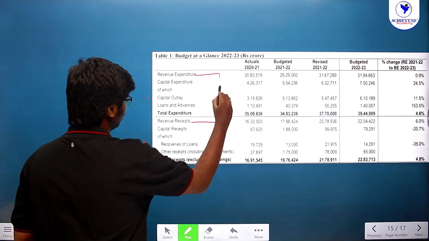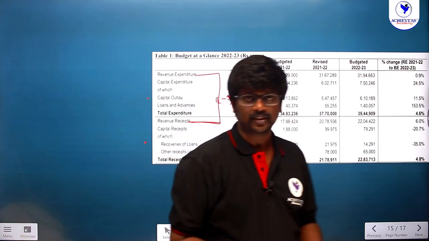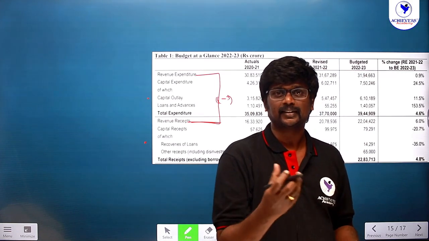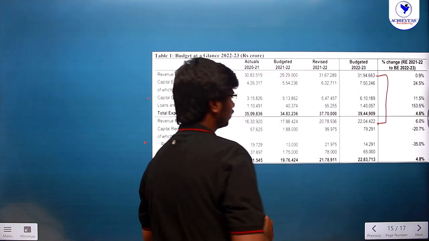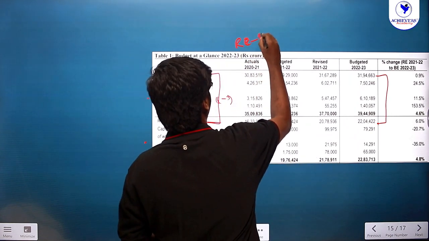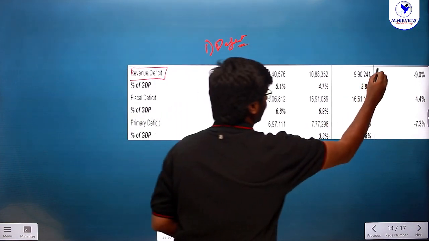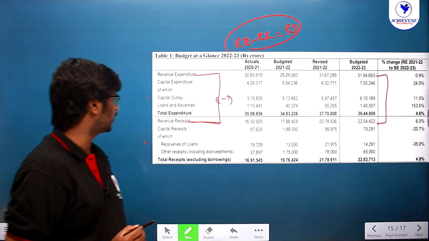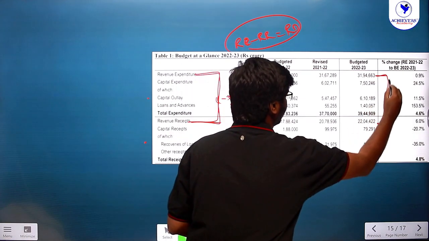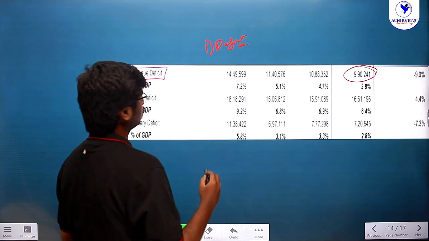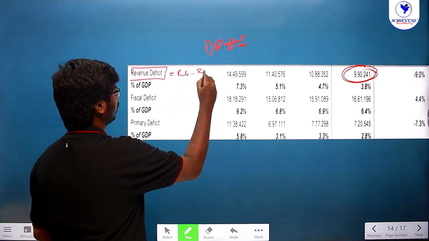What does revenue deficit mean? It is when the revenue receipts are deducted from revenue expenditure. The deficit which the government gets is the revenue deficit. For example, when 22 lakh crores is deducted from 31 lakh crores, revenue expenditure minus revenue receipts gives you the revenue deficit, which is around 9 lakh crores.